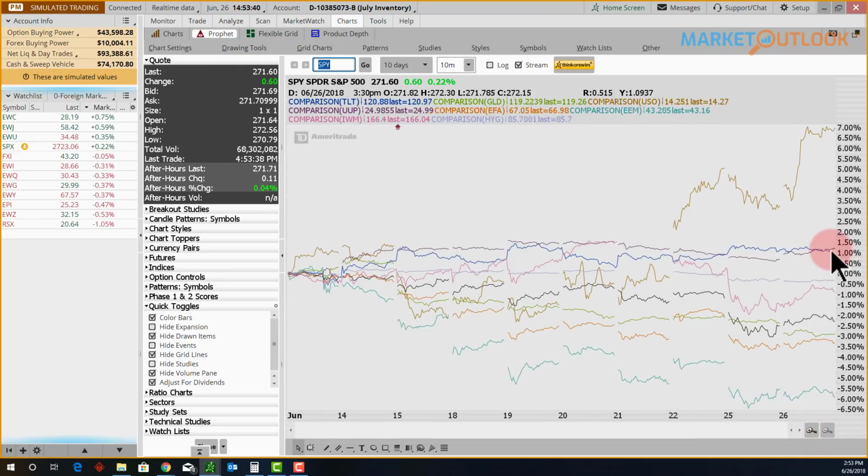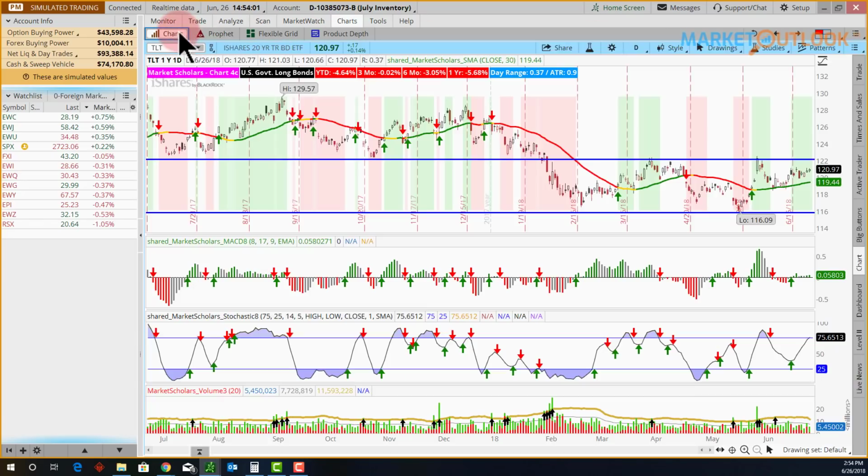Again, zoom out a little bit. You can see those two have been outperformers over the last couple of weeks. The dollar and long-term bonds both up. And again, you can see the impact that has on gold as well as international stocks, in particular emerging market stocks. And we can see that impact especially here.